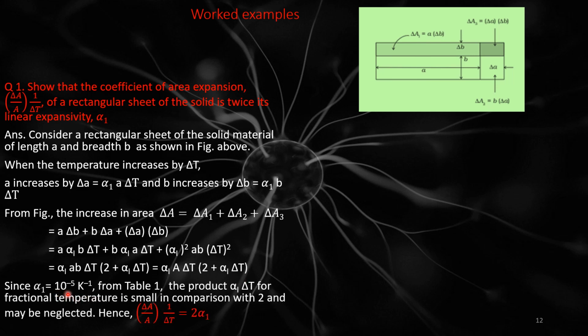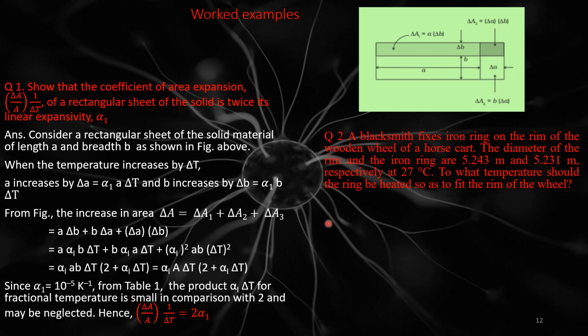Since alpha L is of the order of 10 to the power of minus 5 per Kelvin from table 1, the product of alpha L and delta T for a fractional temperature change is small in comparison with 2 and may be neglected. That means this term can be neglected. Hence, delta A by A into 1 by delta T is equal to 2 times alpha L. Hence, alpha A is equal to 2 times alpha L. Sometimes we refer to it as alpha 1 for linear expansion or alpha L as the case may be.